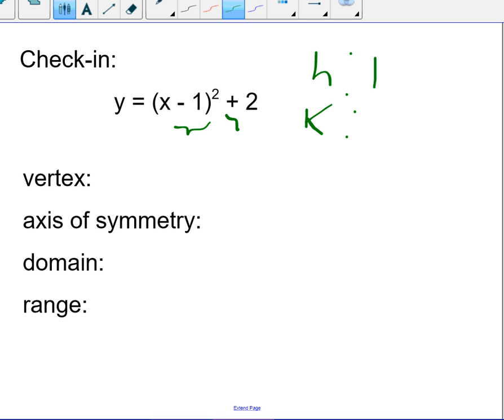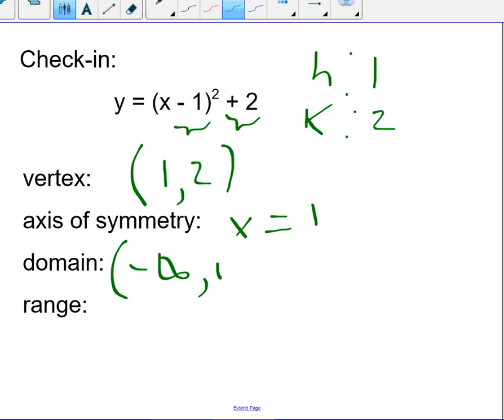K is going to be the number outside the parentheses, which is 2. So our vertex is at 1, 2. And our axis of symmetry is at x equals 1. The domain is going to be the same domain that all quadratic equations have, and you can write that however you want, but it's got to be something that says that the graph hits all real values of x, everywhere from -infinity to infinity.